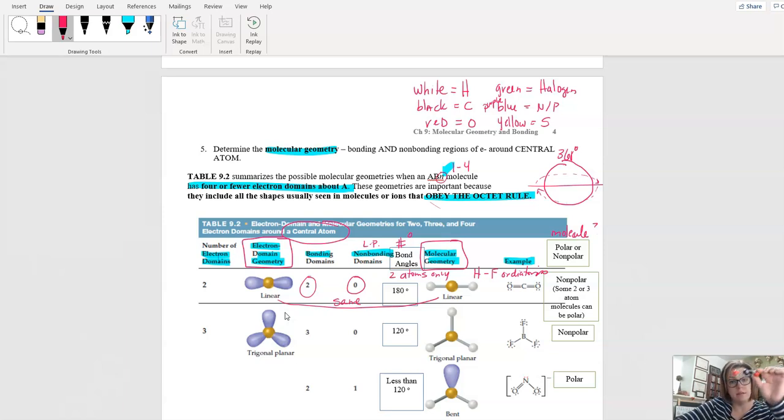And it's still linear. So only look at the central atom, because the tricky part is these oxygens on the outside, as you see in the Lewis structure, they got lone pairs, but that doesn't mean anything for the shape. The shape is always determined by the central atom, okay?